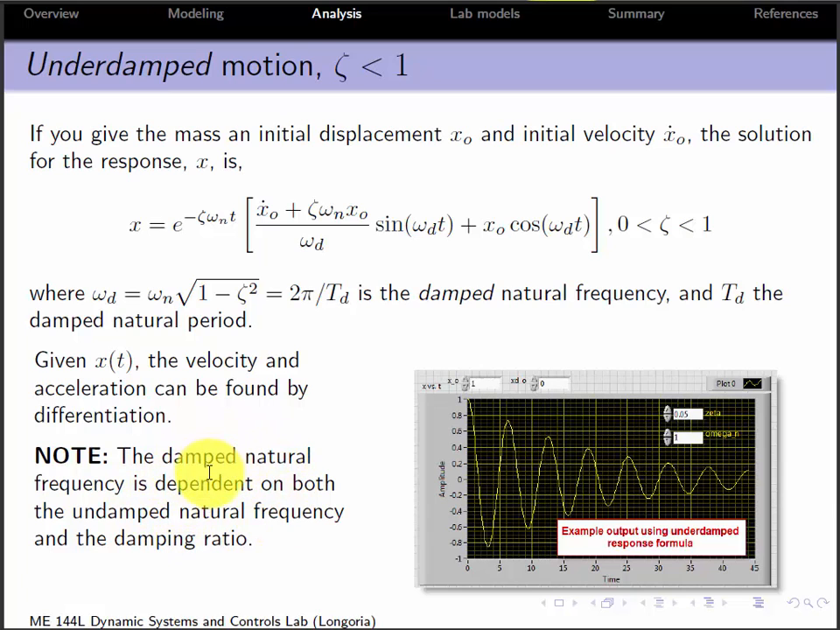Again, keep in mind that the damped natural frequency is an important parameter that we actually can measure, and it's dependent on both the natural frequency and the damping ratio. So we need to figure out a way of measuring these, and that's what we'll talk about shortly.